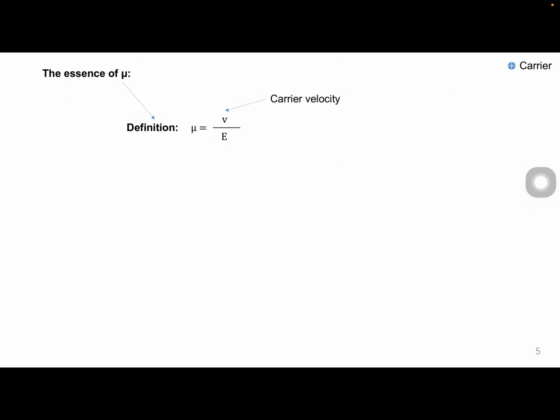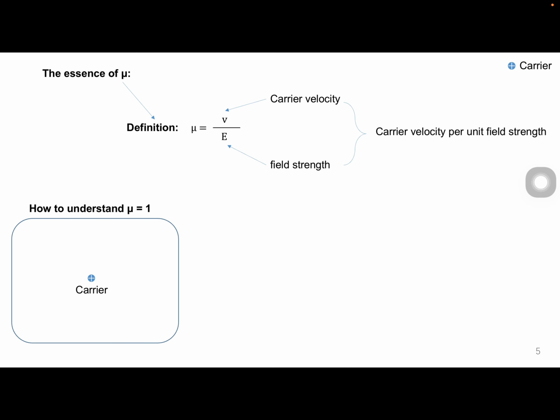Carrier mobility is defined as carrier velocity divided by field strength, meaning the carrier velocity per unit field strength. So, how to understand mu equals 1? If mu equals 1, it means when a carrier is placed in a unit electric field, the carrier velocity will be 1.